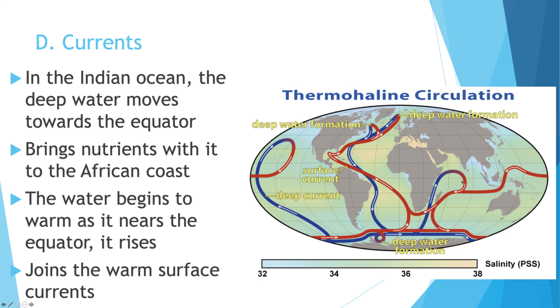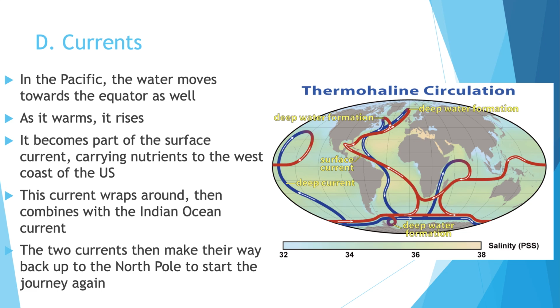It brings nutrients with it to the African coast. The water begins to warm as it nears the equator, it rises, and then it joins the warm surface currents. In the Pacific, the water moves towards the equator as well. As it warms, it rises again. It becomes part of the surface current, carrying the nutrients to the west coast of the U.S.